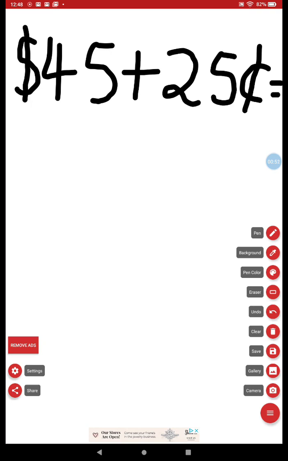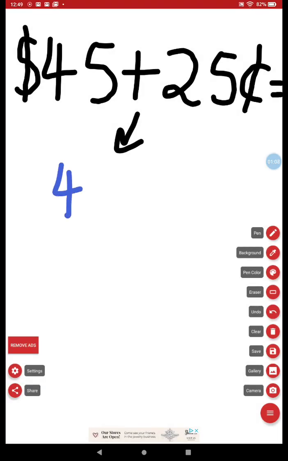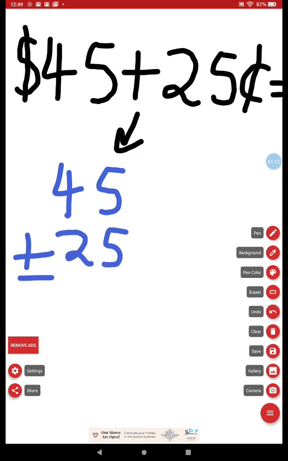Well, whenever I add dollars and cents, I don't just rewrite it and add it on top of each other like this. I don't just say 45 plus 25. You might be tempted to do that, but don't do that. Well, why don't I do that, Mr. Ivan? Don't do that because cents and dollars are different. Remember what we learned last week.